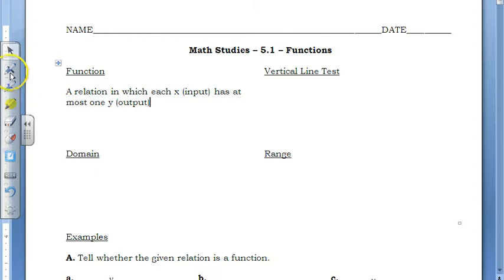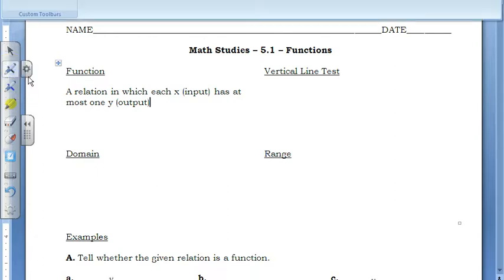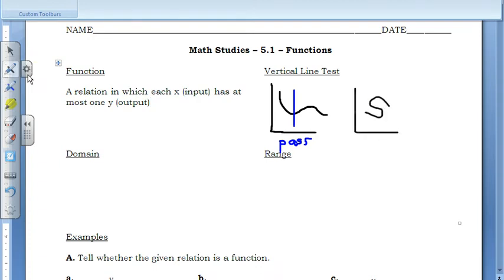The vertical line test is if you have a graph of a function and you draw a vertical line through it and it passes only one time, that is a function. It passes the test. Whereas if you have a graph and you're able to draw a vertical line through that graph and it hits it more than once, so here I can see it's actually hitting 3 times, that fails the test, so it is not a function.